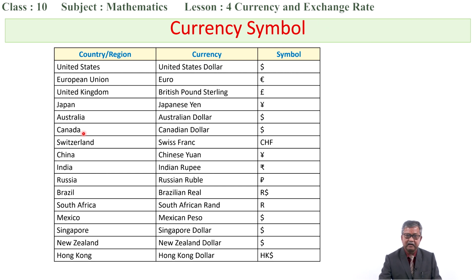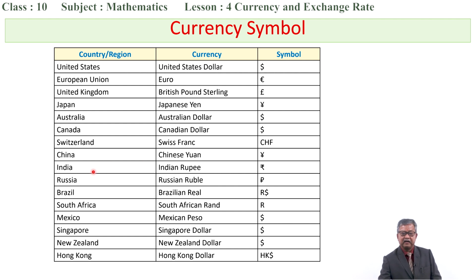Similarly, Canada. The currency of Canada is called the Canadian dollar. Then Switzerland, where the currency is called the Swiss franc, and this is the symbol of the Swiss franc. Then China: the currency of China is called the Chinese yen, and this is the symbol of the Chinese yen.